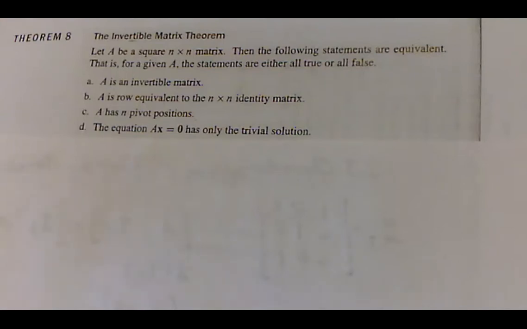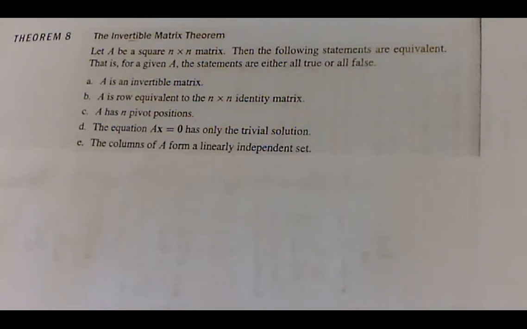So having the trivial solution is not information really about anything. Okay, it's a nothing statement. It doesn't give you any additional information. It's the only that is really the linchpin there of that theorem. Okay, statement 5 or statement E: the columns of A form a linearly independent set.